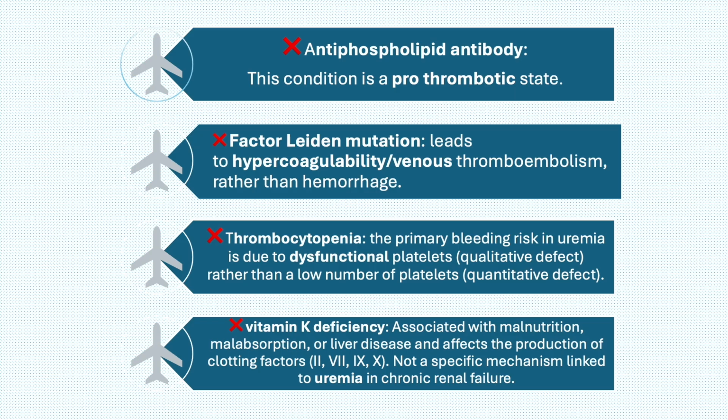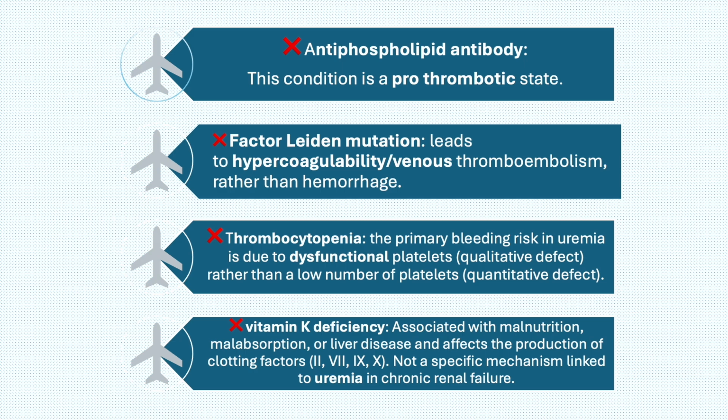So when we look at the other choices, antiphospholipid antibody is a prothrombotic state. So that is definitely not the answer for this one. Factor V Leiden mutation, again, causes a hypercoagulable state. You see venous thromboembolisms in these patients rather than hemorrhage.